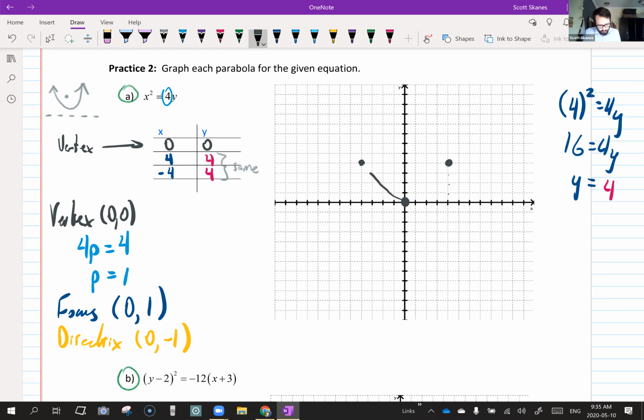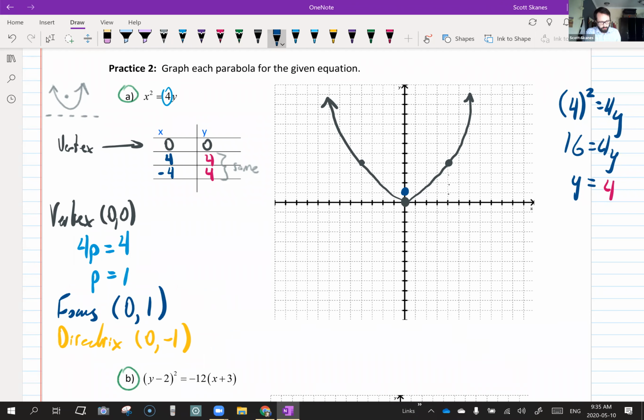So you can sketch it. Doesn't need to be perfect. This is obviously not a perfect graph by any stretch of the imagination, but it's good enough. Where is the focus? If I hadn't done this yet, where's the focus? It must be inside the curve. Remember, if we shine a light down into this, it'll converge in somewhere inside. It'll be at 0, 1.